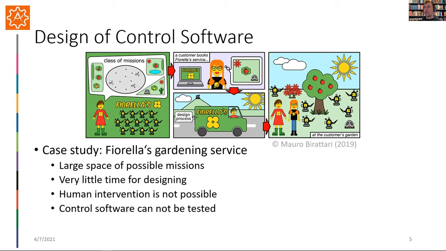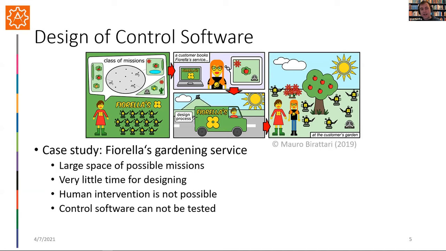So for one, Fiorella needs to tend to a large space of possible missions. There is not only a single garden layout out there in the world. Instead, gardens have different shapes. There are different types of tasks that need to be done in a garden. And the design process needs to be capable of designing control software for robots so that they can deal with any possible mission or garden design.